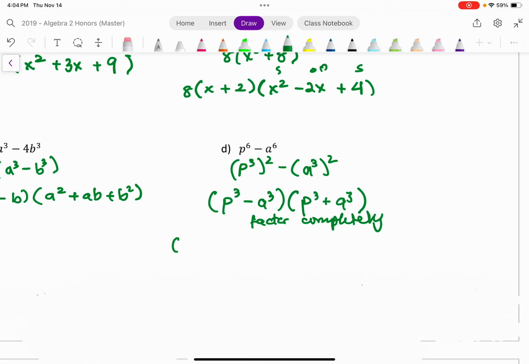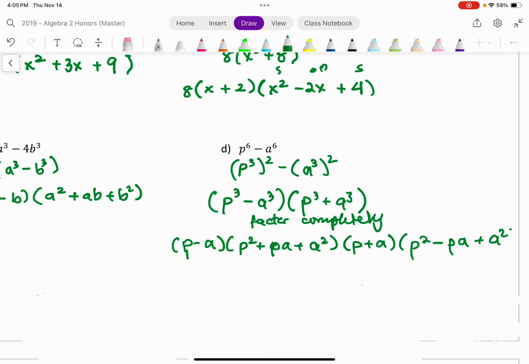So the first one is going to give me a p minus q, no, p minus a, not q, p minus a. And then use SOPS again: square the first one, the opposite of the product, pa, square the last term. And then the second one is going to be p plus a, square the first, take the opposite of the product, square the last, like that.